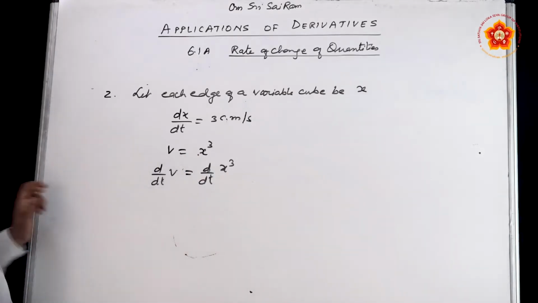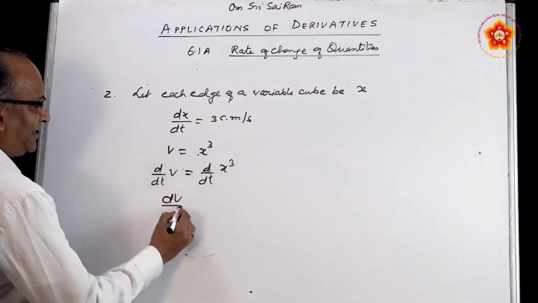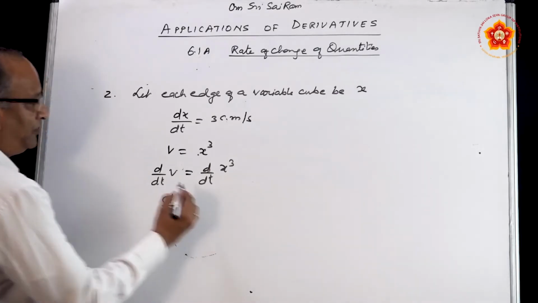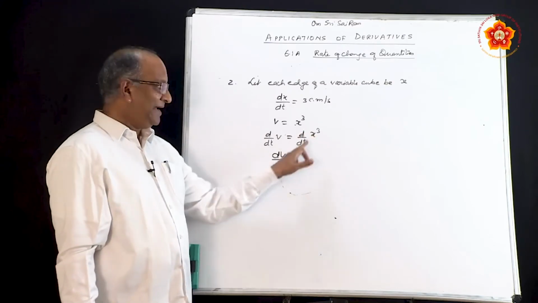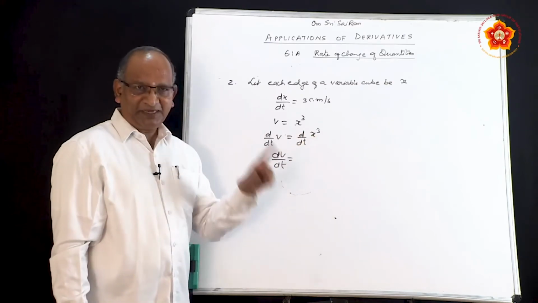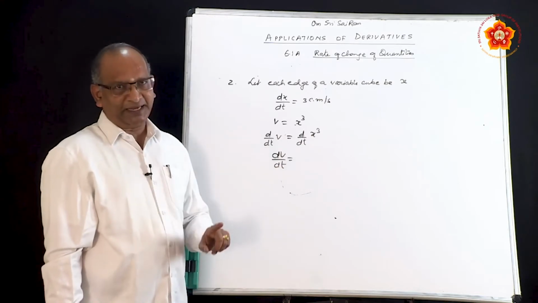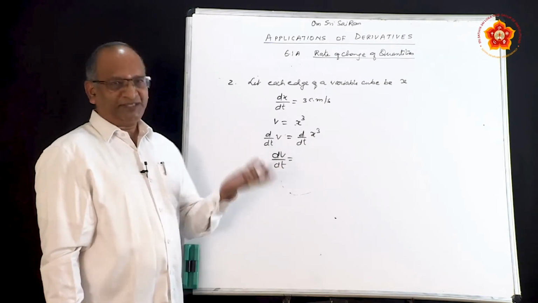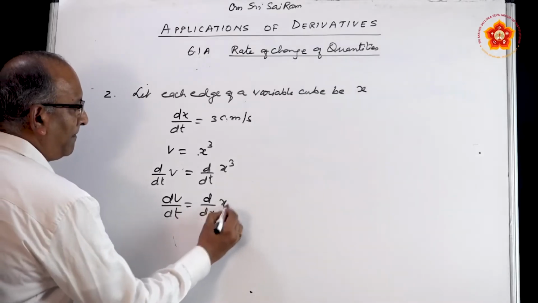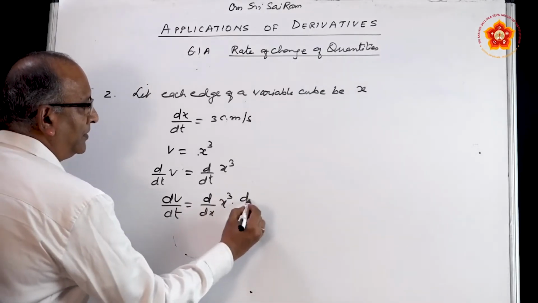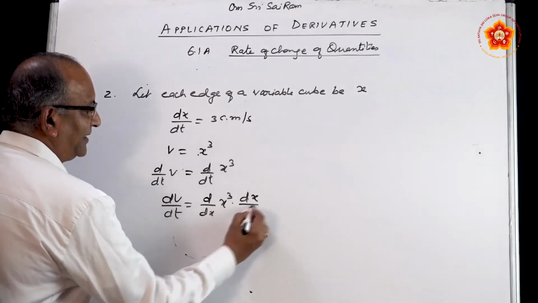d/dt of volume is equal to d/dt of x cube. So, this we will get dV/dt equal to, look at the other side, the variable is x and change is t. We cannot differentiate x with respect to t. So what do we do? We change it as d/dx of x cube into dx/dt.